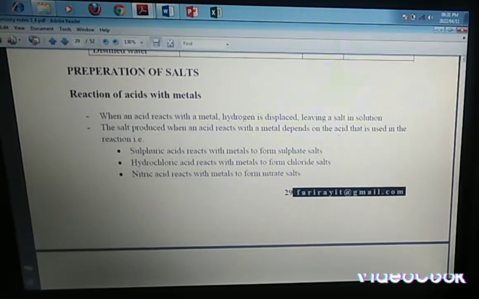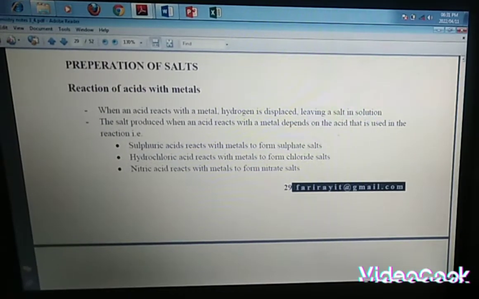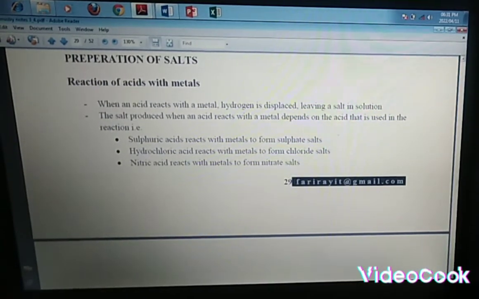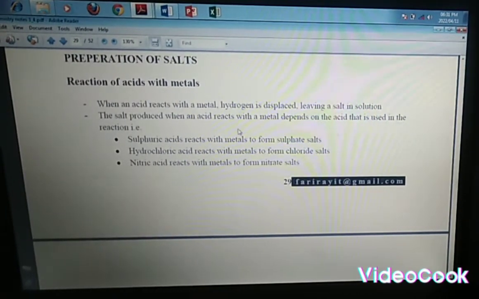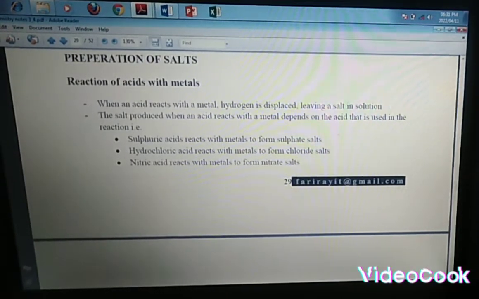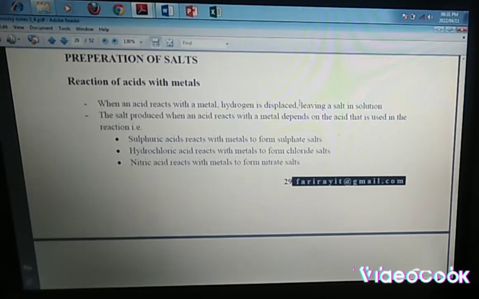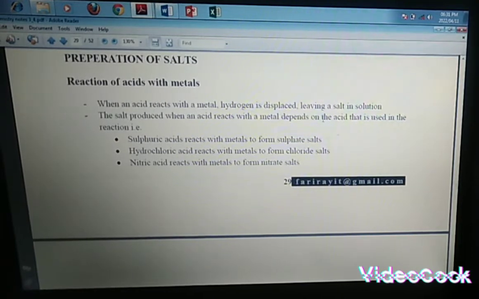And now let's move on to the preparation of salts. How do we prepare salts? It's very easy. You simply react your acids with metals. When you react a metal and an acid, what you get at the end of the day is a salt. So, when an acid reacts with a metal, hydrogen is displaced, meaning we're going to have hydrogen gas being produced. And when you displace hydrogen, you leave a salt in the solution, right?